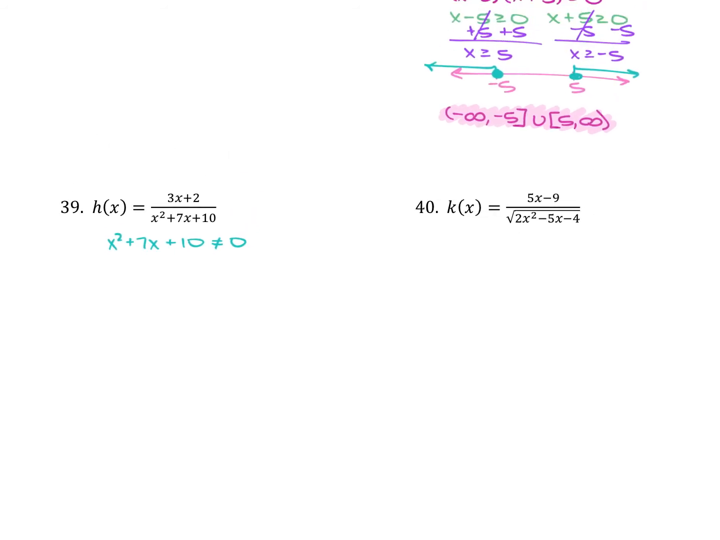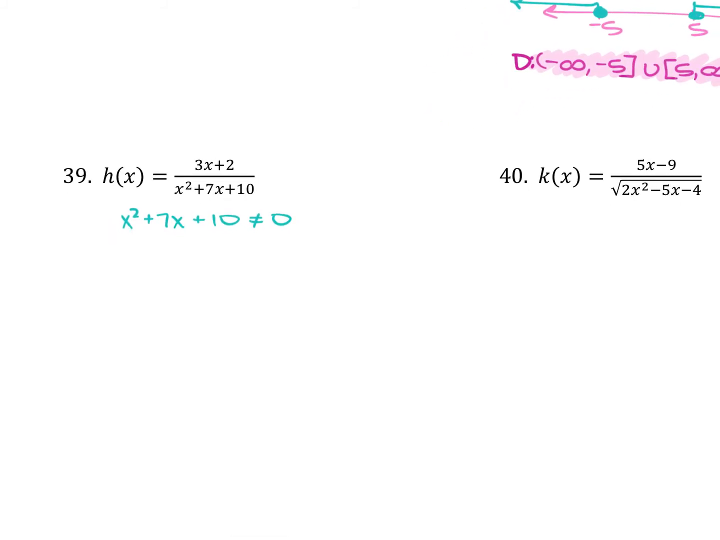So real quick, this should have been your domain is equal to. There we go. All right, so for this one, you're going to factor this x squared plus 7x plus 10. The 10 has factors of 2 and 5 that add up to be 7. So this is going to be x plus 2 times x plus 5 is not equal to 0. We're going to set both of these parentheses not equal to 0, and then solve them.